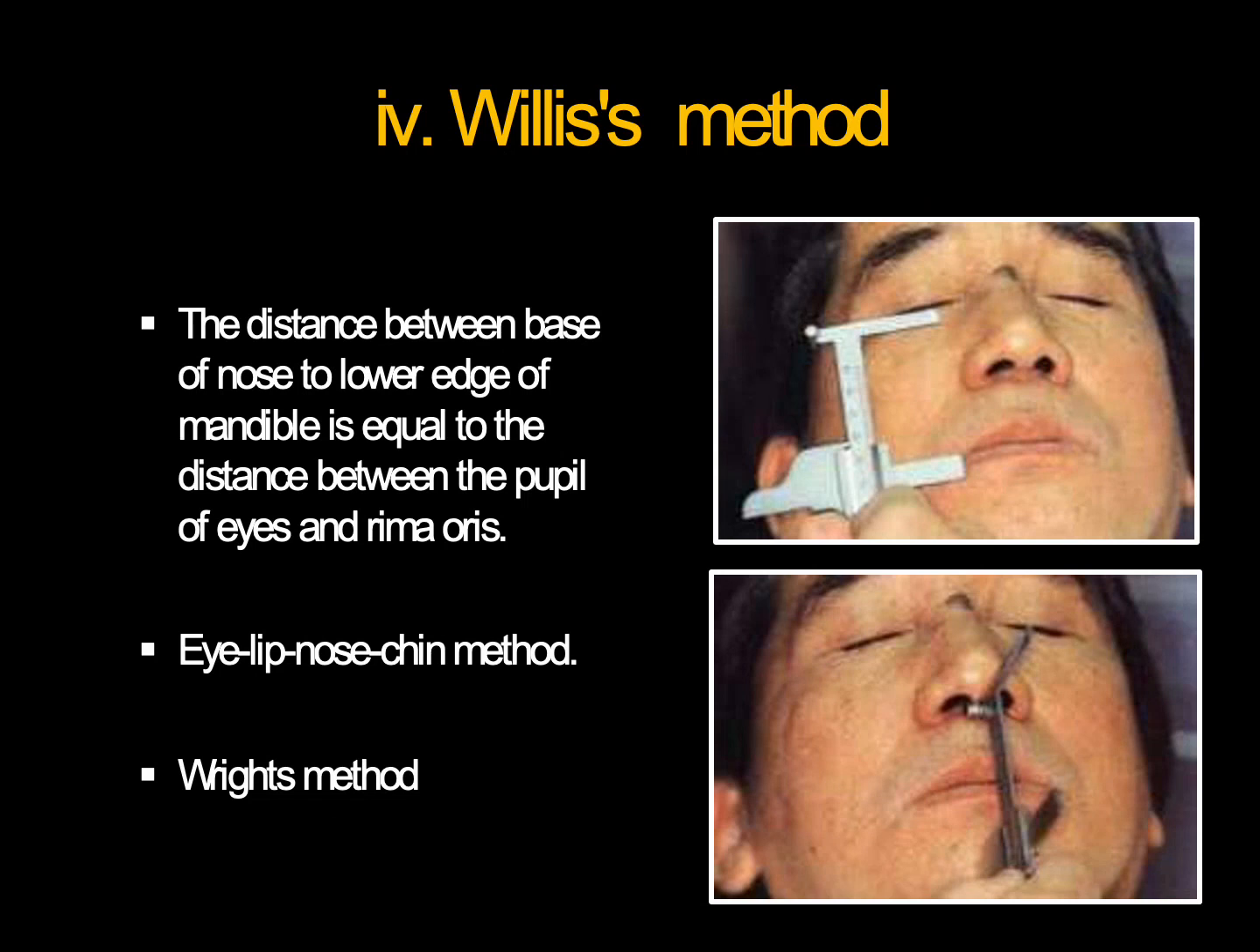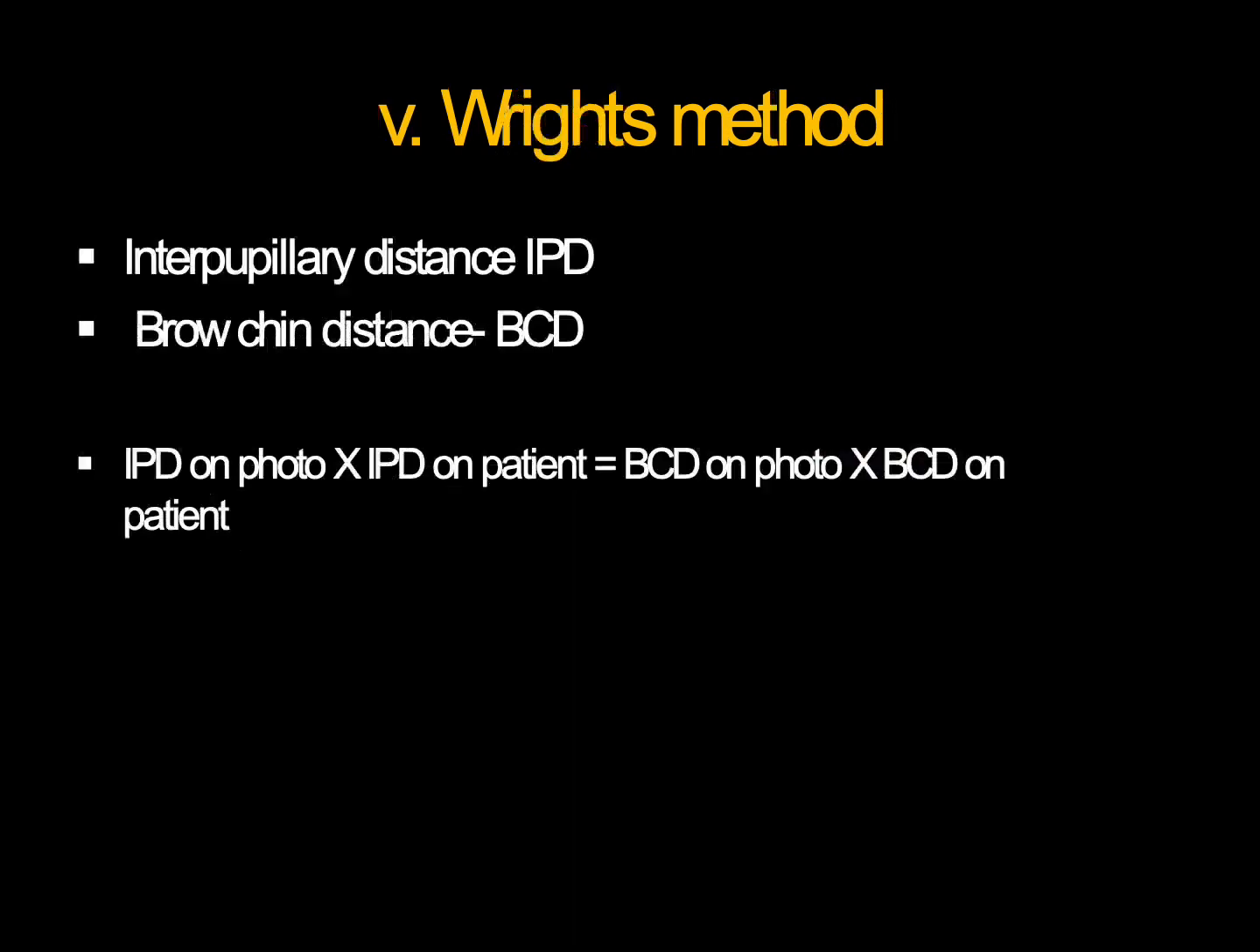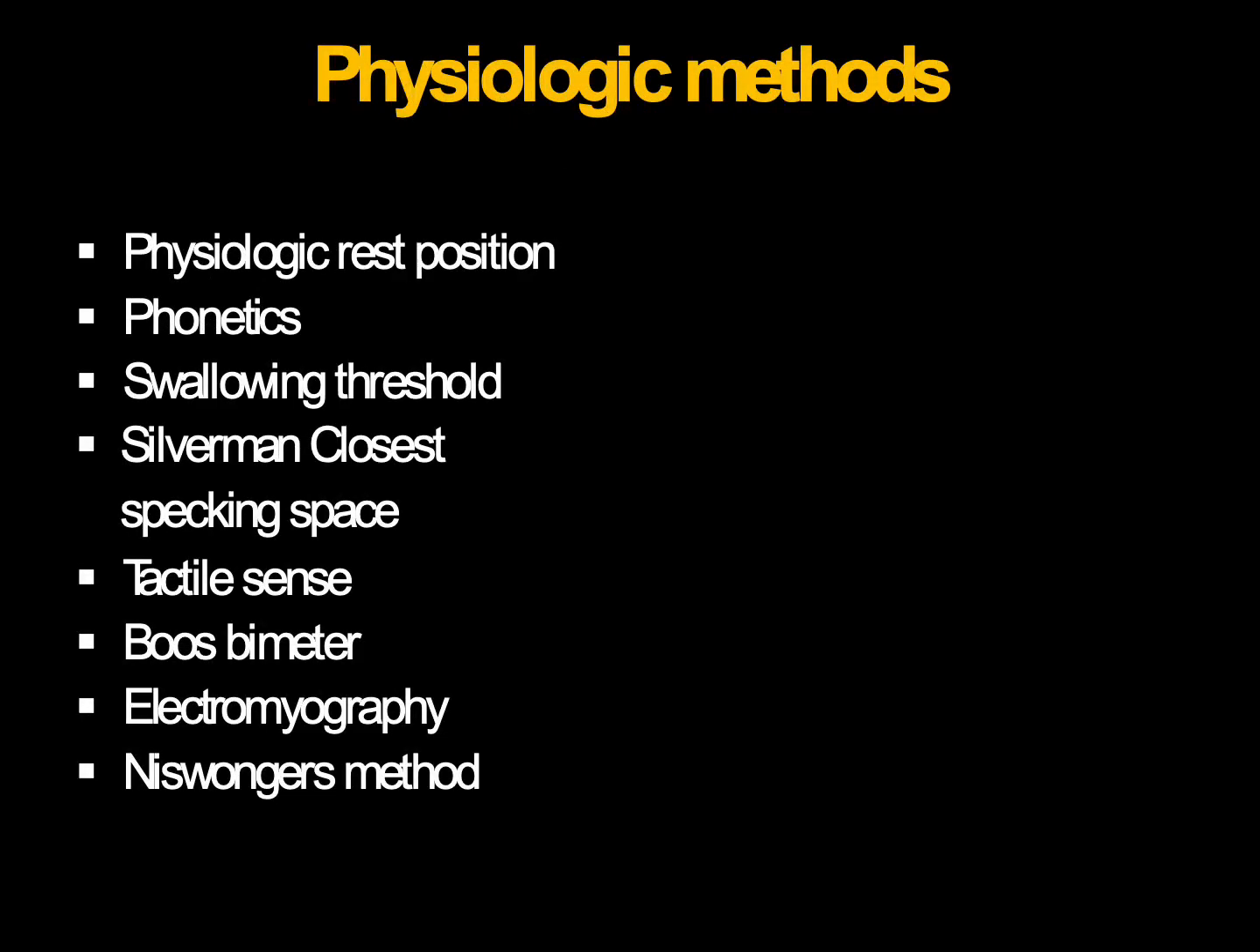So this eye, lip, nose, chin method can be used for determination of vertical dimension. Wright's method employed interpupillary distance and brow-chin distance, and then he calculated interpupillary distance on the photo and multiplied it with that on the patient for estimation of the brow-chin distance on the photo and brow-chin distance on the patient.